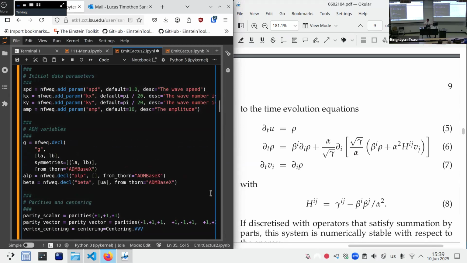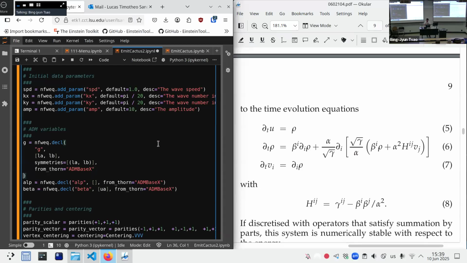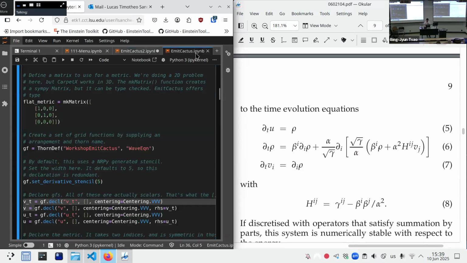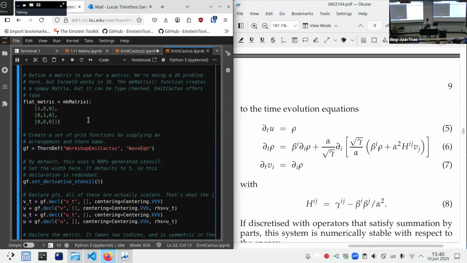That's a kind of silly question. No questions are silly questions. The reason you need to correct it, like the metric is flat, meaning it's zero. Why not just make it 2x2 and a 2D wave equation? In this specific notebook, yes, the demo EmitCactus notebook, it's a 2D wave equation, but I think EmitCactus only works with 3D stuff, so you have to provide a third dimension, even if that third dimension is zero.